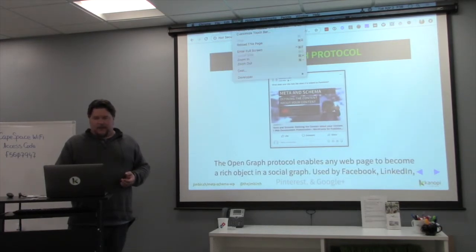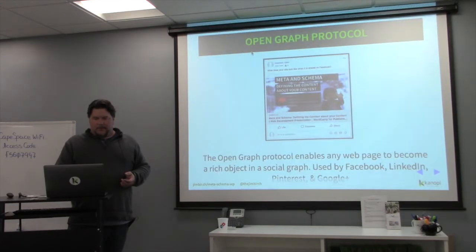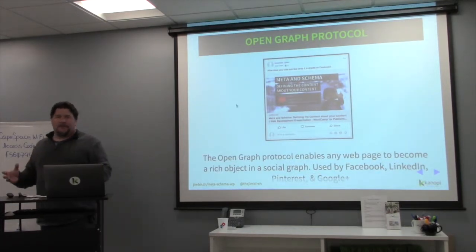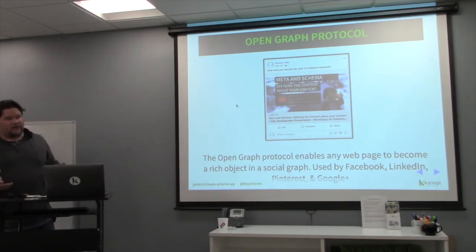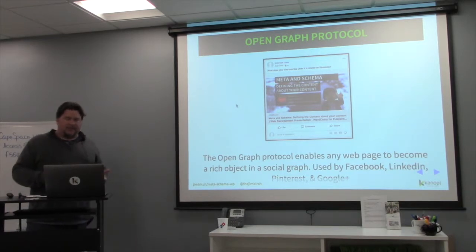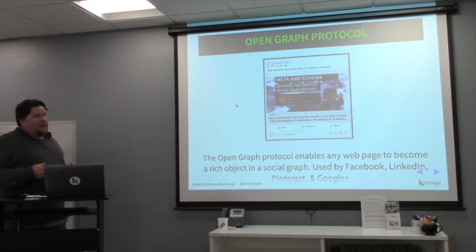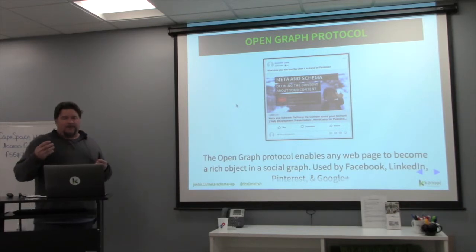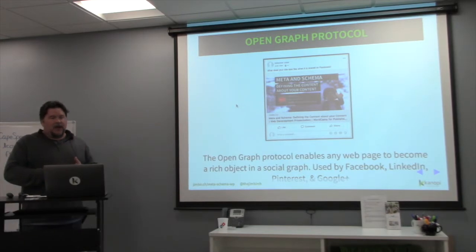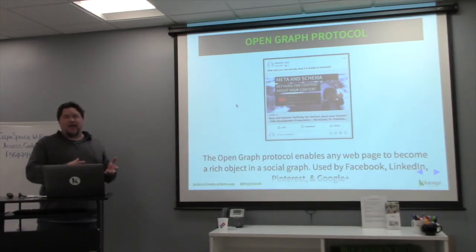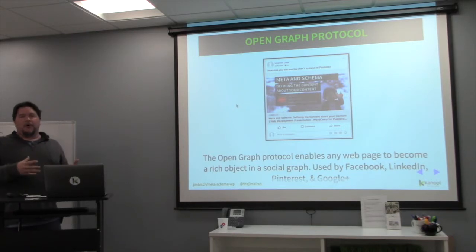What does Facebook care about? Facebook created a metadata language applied to the web called Open Graph Protocol. They've open sourced this. You can check it out at ogp.me. But this is the first thing that was introduced that really turned a page into a rich object on the open graph of Facebook. So instead of just having a URL that was a page, this page became a book, or a person, or a song, or a movie.